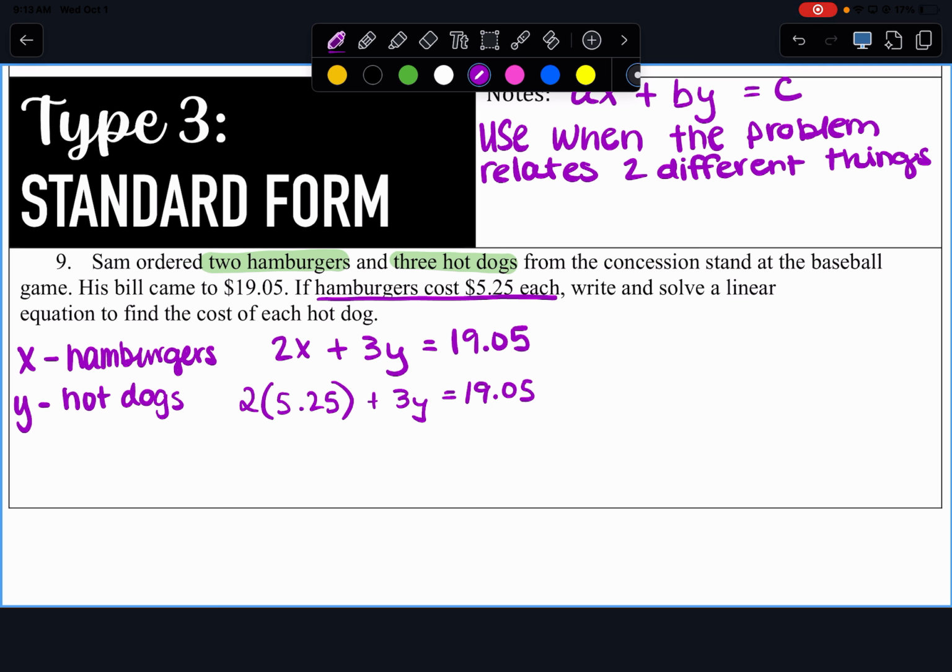What is 2 times 5.25? 10.50. Plus 3y equals 19.05. What do I do from here? You subtract 10.50. So I get 3y equals what? 9.05. Not 9.05. 9.45. It's actually 8.55.